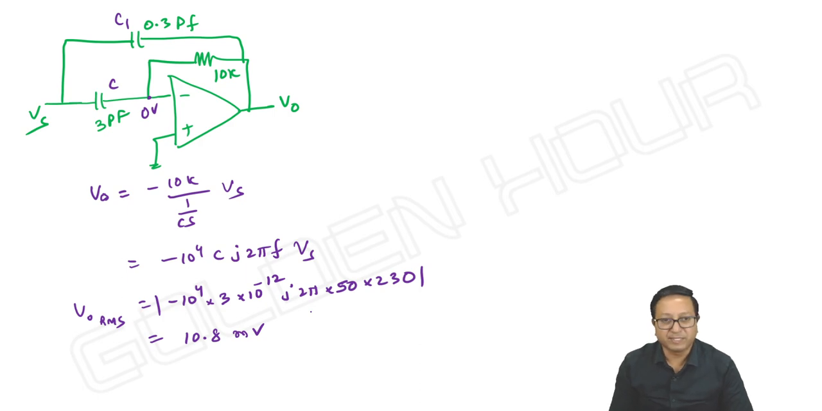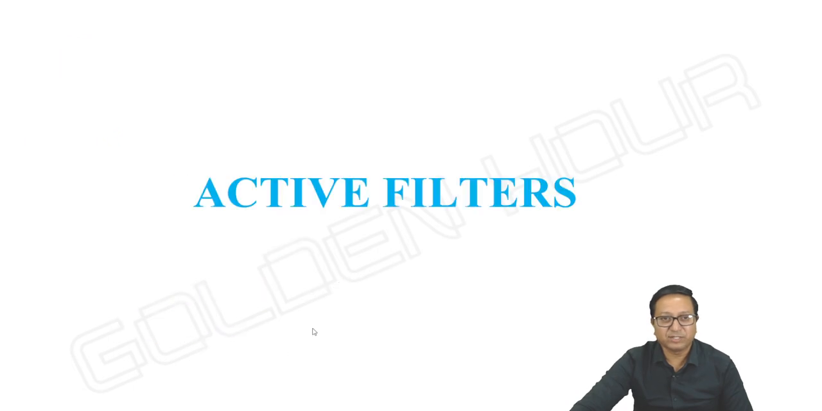Directly I am writing here. You can just have a look at the calculations. Okay, that's it. RMS means we should take the magnitude. We are well aware of it. That's it. So, okay, next topic is active filters. That's a very, very interesting topic. We'll see that later. So, new topic.